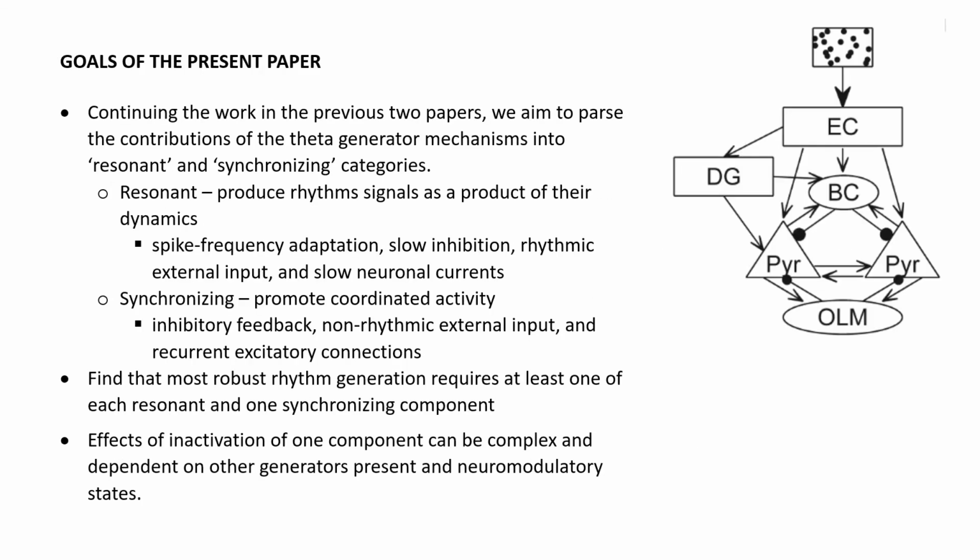So the goal of this part of the presentation and upcoming paper is to categorize those intrinsic theta generating mechanisms found in the 2017 paper into resonant and synchronizing mechanisms. Resonant meaning the theta rhythm is generated as a product of the cellular and network dynamics, and synchronizing meaning those elements that strengthen the mechanism. The most robust theta rhythms require at least one resonant and one synchronizing mechanism, and inactivation of these mechanisms is dependent on the generators and neuromodulatory states.